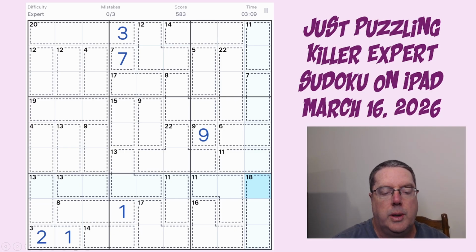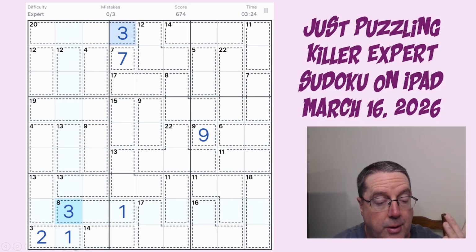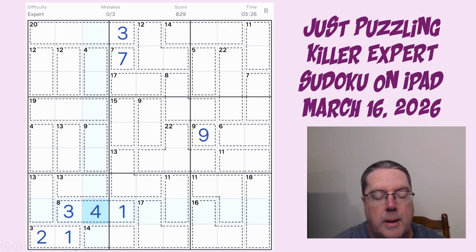Alright, so what else have we got? So 8 can be now 7 because of that 1 there. It can be either 3 and 4 or 2 and 5. Because I've got the 2, this has got to be 3 and 4. 3 comes down here, so this has got to be a 3 here. I keep saying 3 and 5, but it's actually 3 and 4.